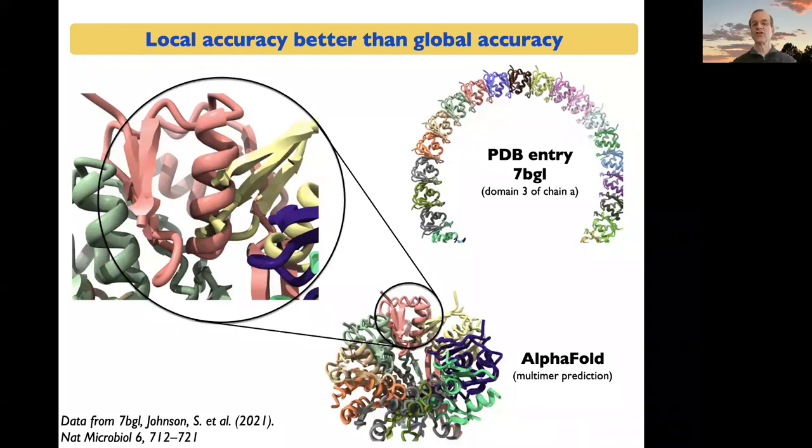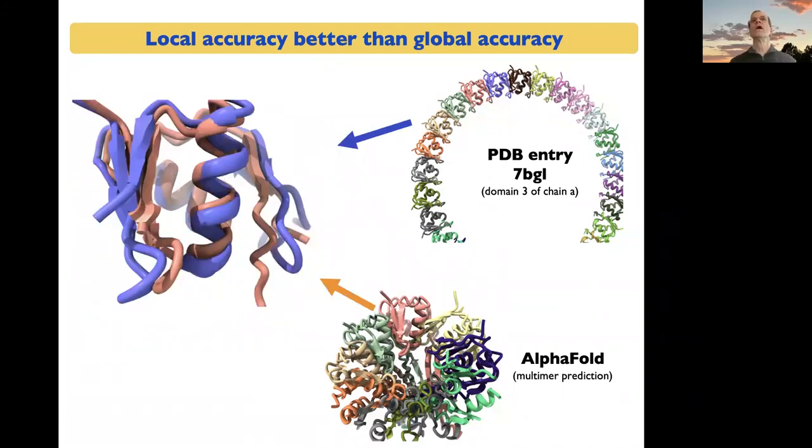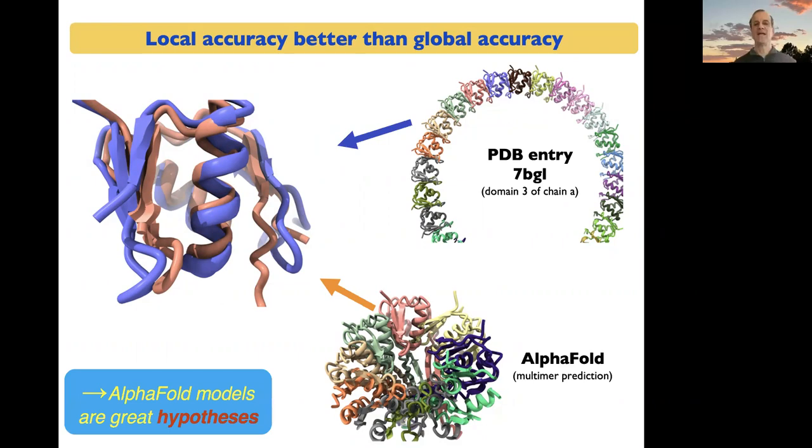But if we just look at one monomer, wow, that's not so bad. It's not perfect, but it's in the right ballpark. So this was a pretty good AlphaFold prediction locally, but globally it was pretty terrible. Once again, AlphaFold models are great hypotheses.